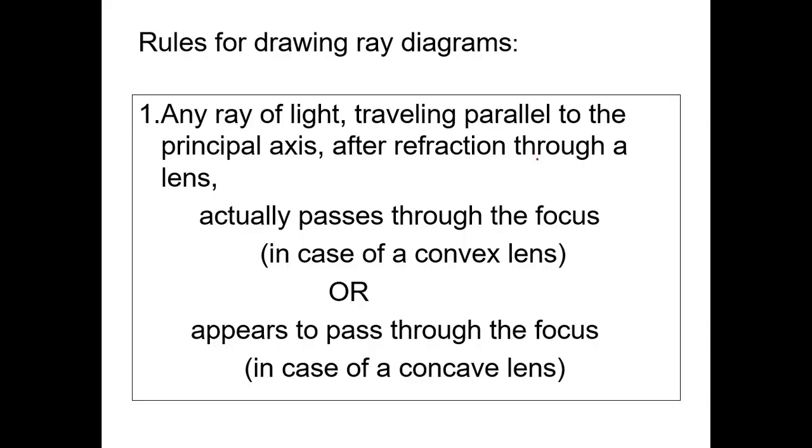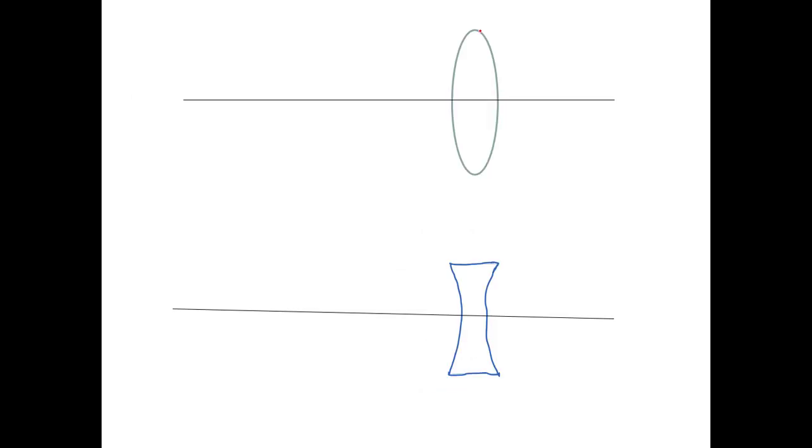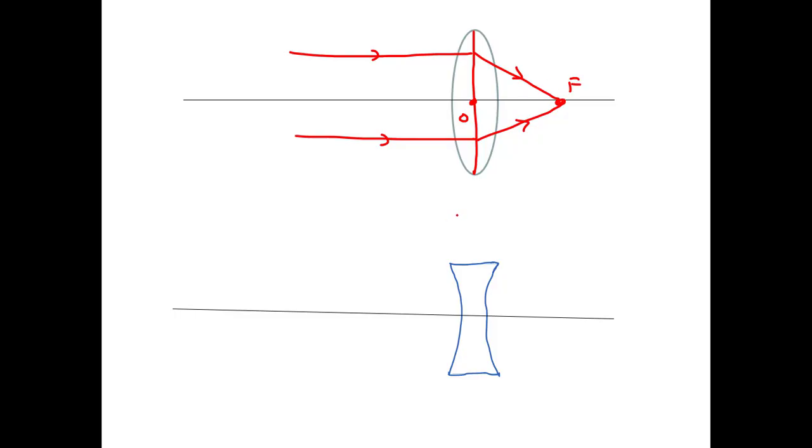What happens to them? After refraction, they actually pass through the focus for convex lens and appear to pass through the focus for concave lens. So let's draw this diagram and see. So if this is a convex lens, optical center, if rays of light are traveling parallel to the principal axis, in case of convex lens, they actually converge at the focus. So this is F. These are the rays which have actually converged at focus.